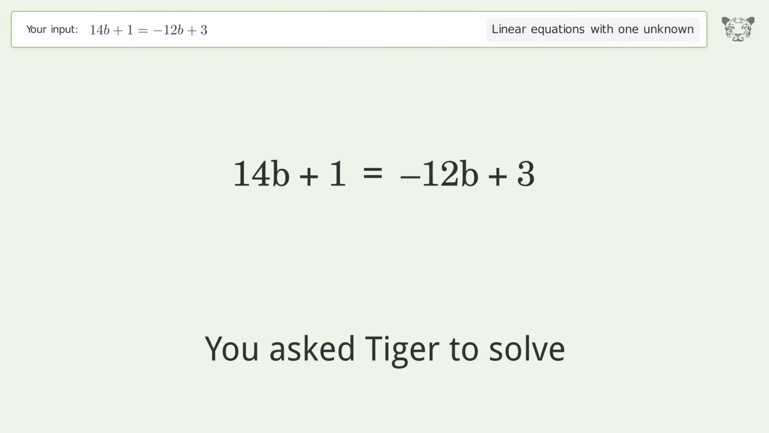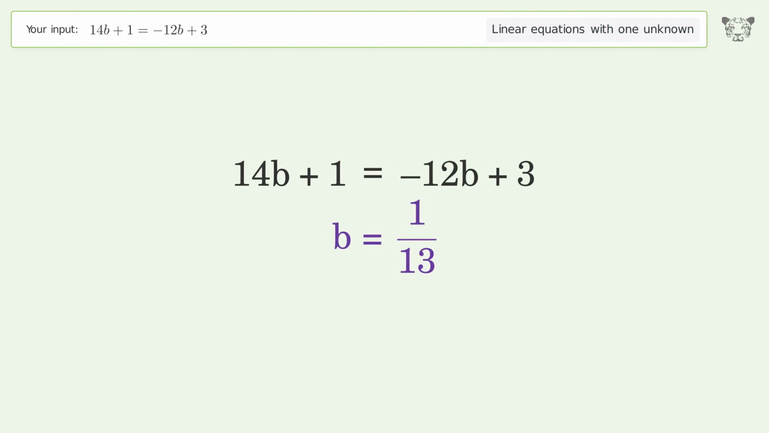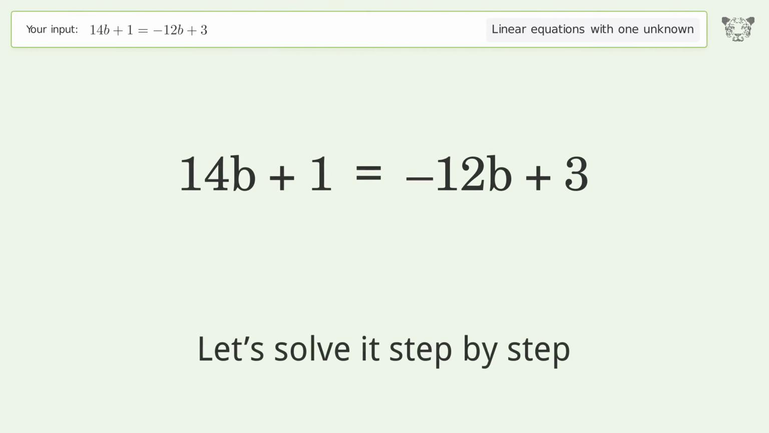You ask Tiger to solve. This deals with linear equations with one unknown. The final result is b equals 1 over 13. Let's solve it step by step.